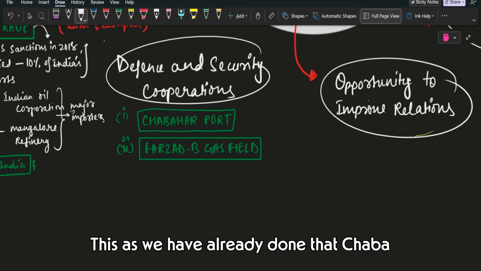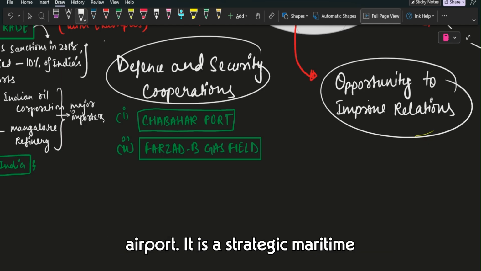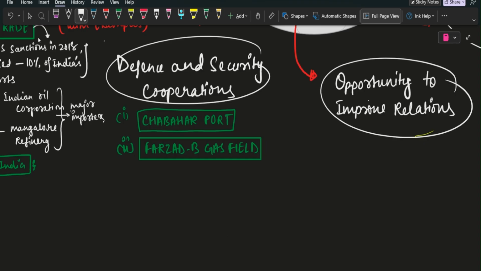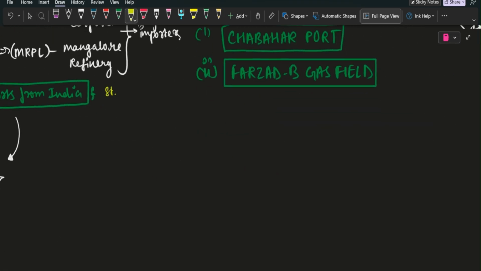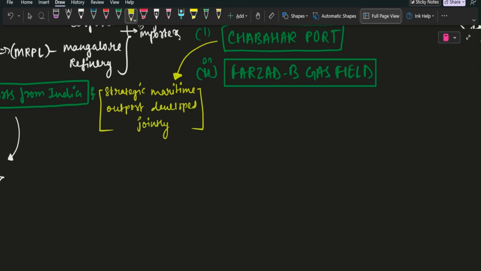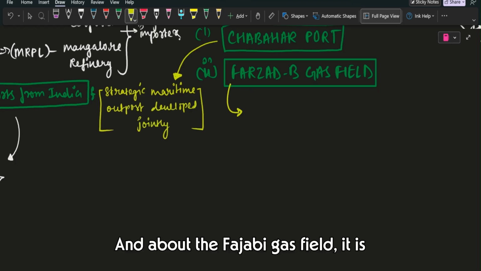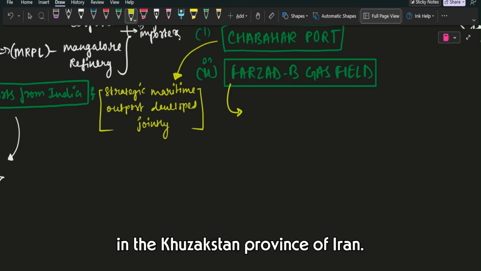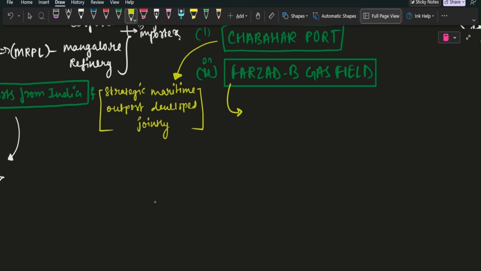As we have already done, Chabahar Port is a strategic maritime outpost which was developed jointly. And about the Farzad B gas field, ONGC Videsh was involved until 2021 in the Khuzestan province of Iran.